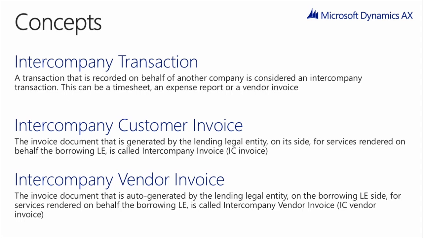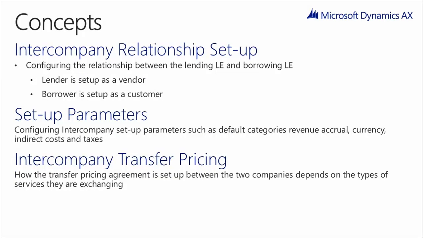Now that we have the terminology defined, let's look at the steps required to set up intercompany billing in Dynamics AX. Some of the setup parameters that you will see in the software relate to defining default categories, accrual of revenue, currency setup, and indirect costs and taxes. Also, another important setup parameter is intercompany transfer pricing. The transfer pricing is set up between the two companies and will depend on the type of services that they are exchanging.